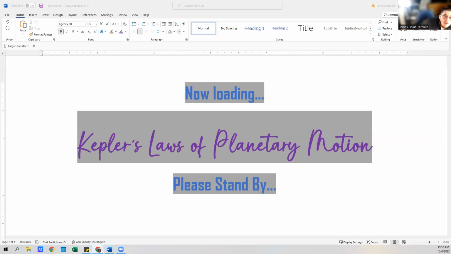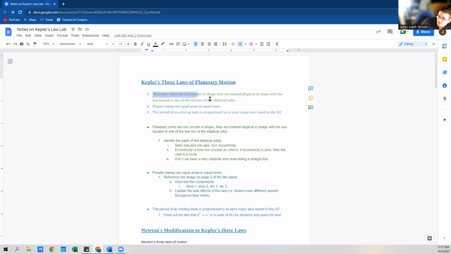So we know that the first law of planetary motion is that planetary orbits are not circular in shape. They are instead elliptical in shape, with the sun located at one of the two foci of the elliptical orbit. We also know that the second law is planets sweep out equal areas in equal times. And then the third law is that the period of an orbiting body is proportional to its semi-major axis raised to the 3/2 power.